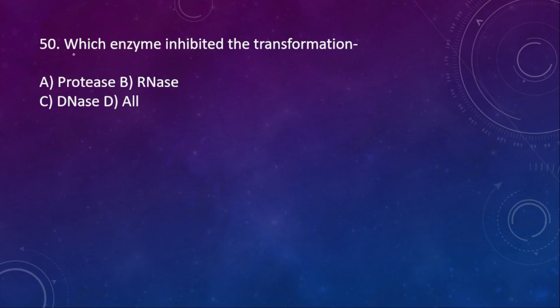Next, 50th question. Which enzyme inhibited the transformation? Which enzyme inhibited the transformation? Option A, protease, B, RNase, C, DNase, and D, all. Here the right option is option C, DNase.